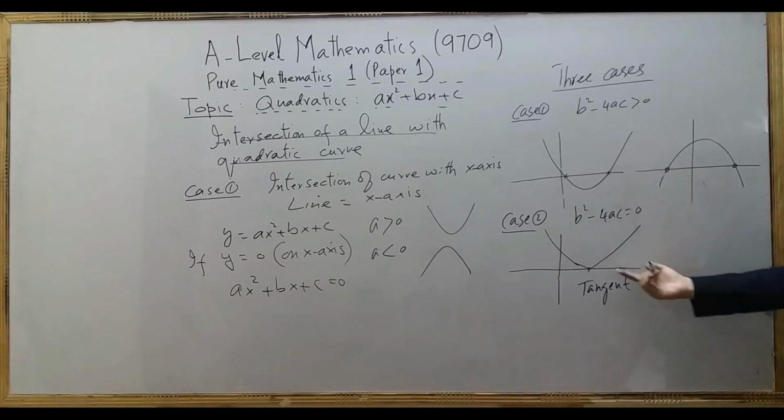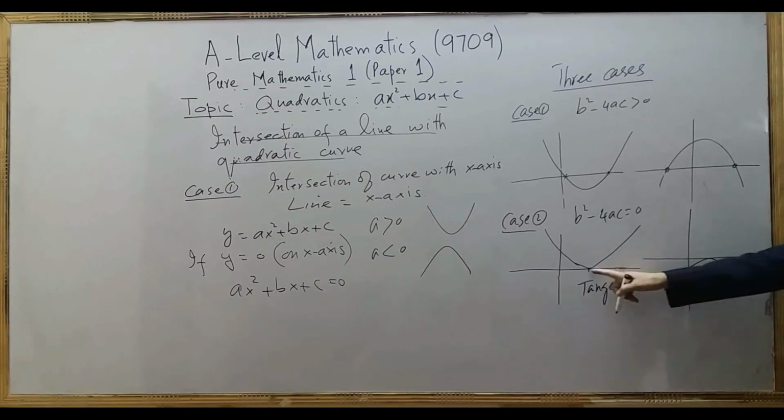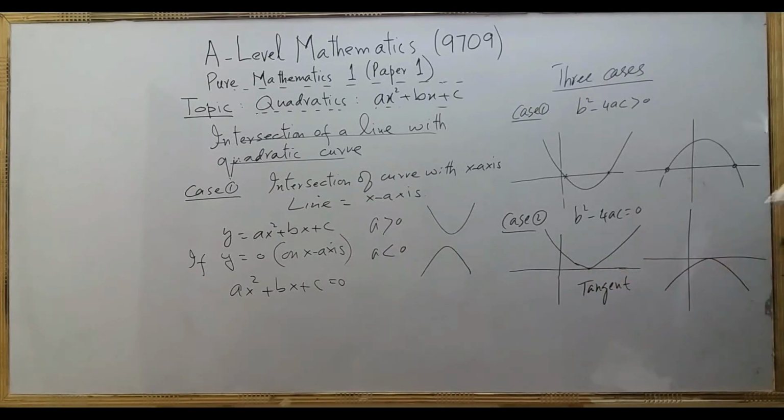The x-axis is tangent to the curve as it is meeting at one point. And the same situation you can discuss if your curve is like this. And also this is the minimum point and this is the maximum point.